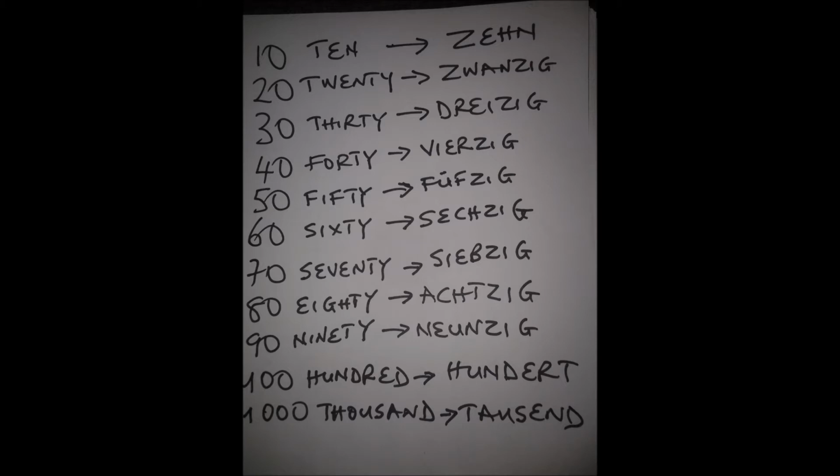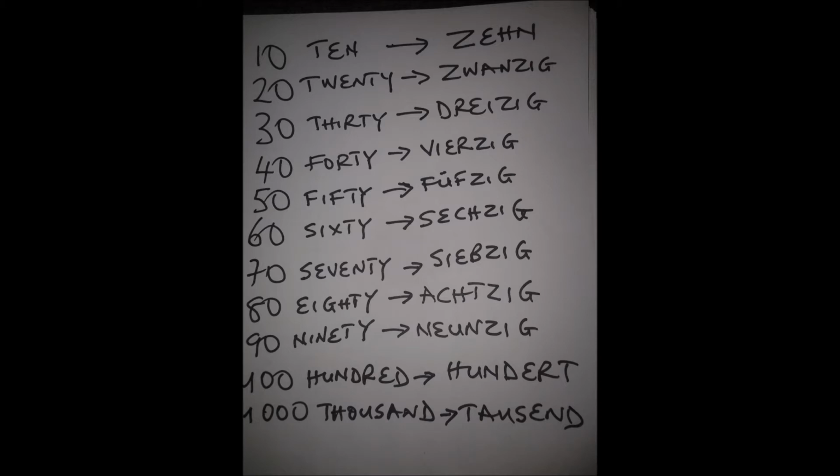The secret here is you just put -zig behind the number. If it is 4, 40 will be vierzig. If it is 5, 50 will be fünfzig. If it is 6, 60 will be sechzig. 70 will be siebzig, not sieben-zig. 80 will be achtzig. So let me start again. 10, 20, 30, 40, 50, 60, 70, 80, 90, and 100.